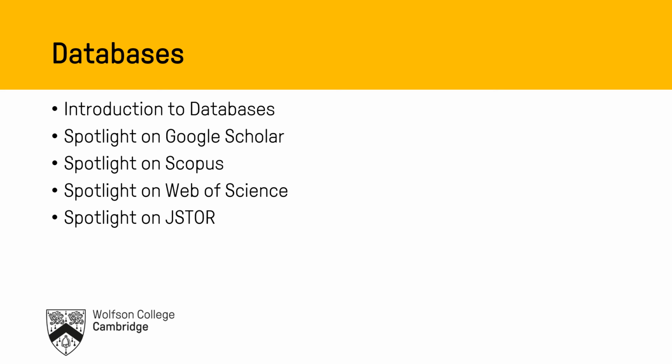So now that we've gone through how to create an effective search strategy and some helpful tips to consider while searching, I would advise to have a look at some of the other videos on this section of the LibGuide, which cover how to search and create alerts on Google Scholar and some of the databases that are available to you through the University of Cambridge. For your convenience, I've listed it here as Introduction to Databases, Spotlight on Google Scholar, Spotlight on Scopus, Spotlight on Web of Science, and Spotlight on JSTOR.